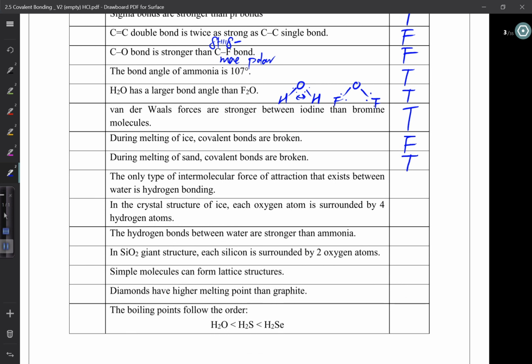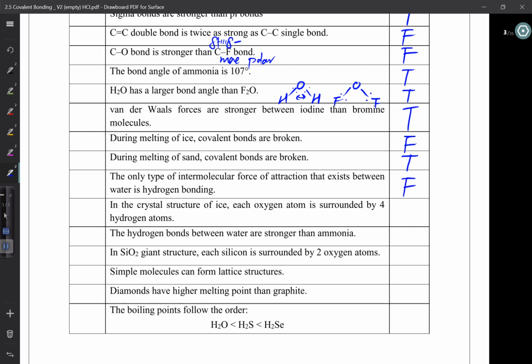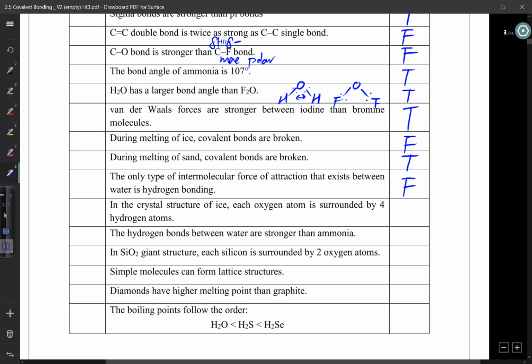The only type of intermolecular force of attraction that exists between water molecules is hydrogen bonding. False. Remember, I mentioned previously, Van der Waals force exists between all molecules. Just that which one is more dominant? Is it hydrogen bond or Van der Waals? For water, hydrogen bonding is more dominant. In the crystal structure of ice, each oxygen atom is surrounded by 4 hydrogen atoms. True. So among these 4 hydrogen atoms, 2 are hydrogen bonds, 2 are covalent bonds. You can refer to the section on ice structure.